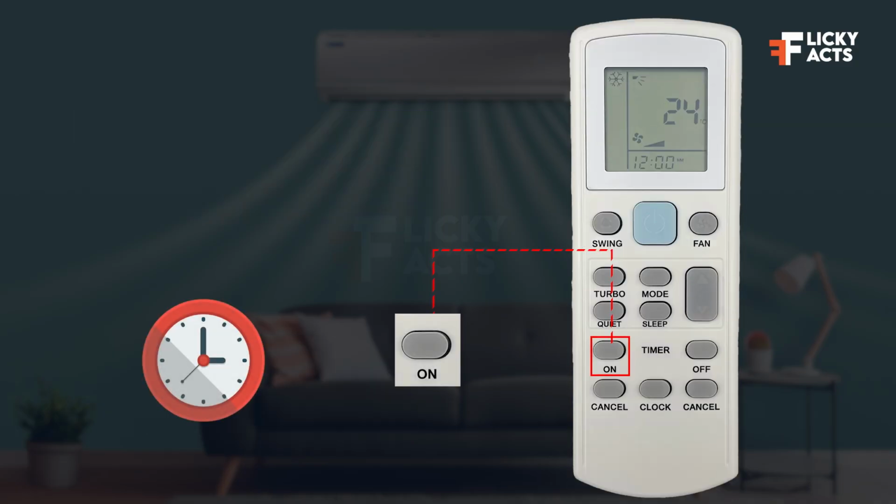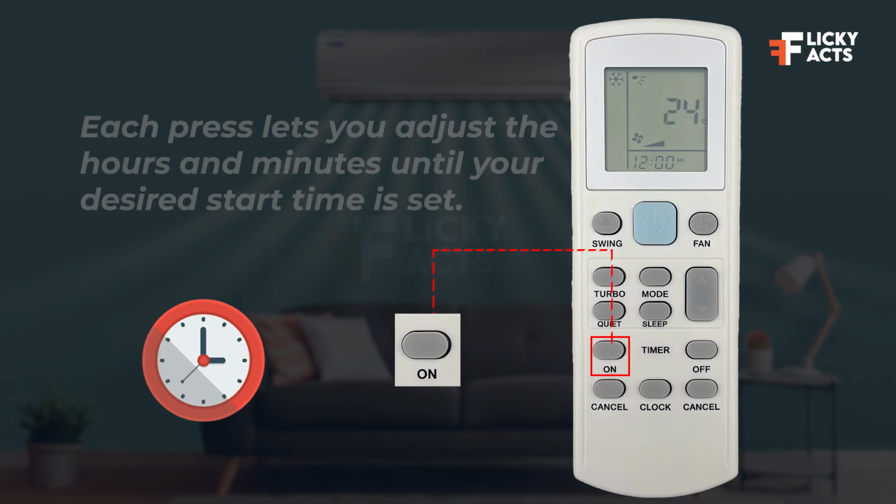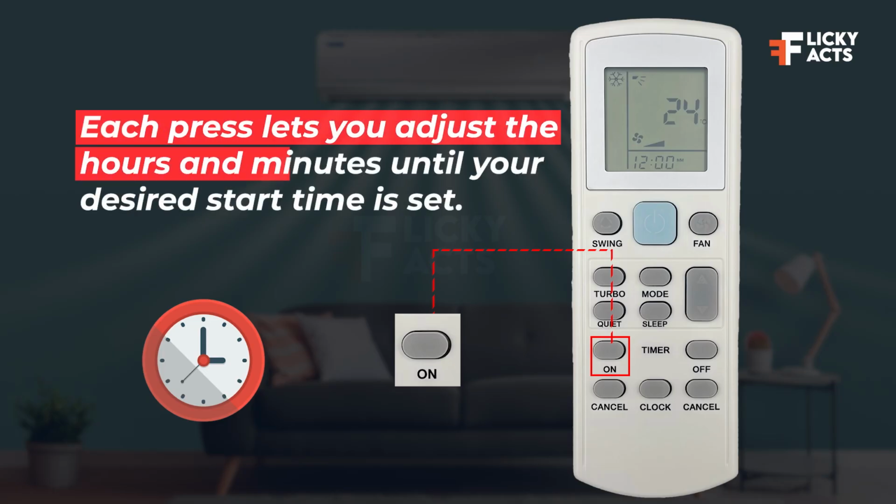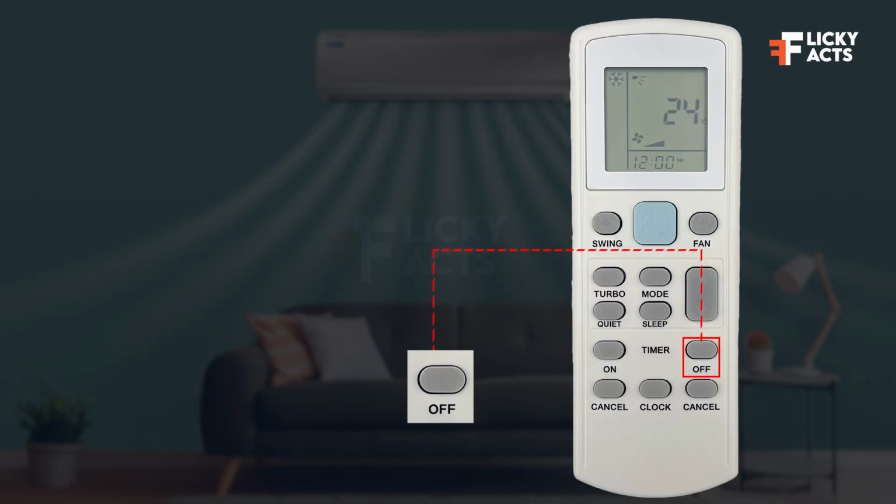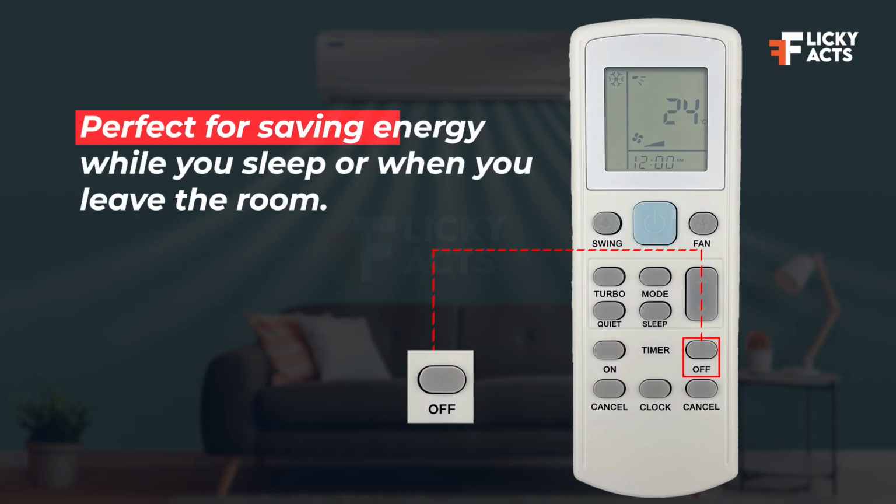Use the on timer to set a specific time for your AC to automatically turn on. Each press lets you adjust the hours and minutes until your desired start time is set. Use the off timer to set a time for your AC to automatically turn off, perfect for saving energy while you sleep or when you leave the room.